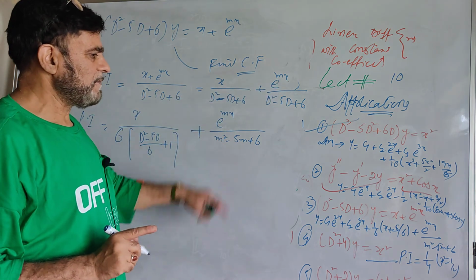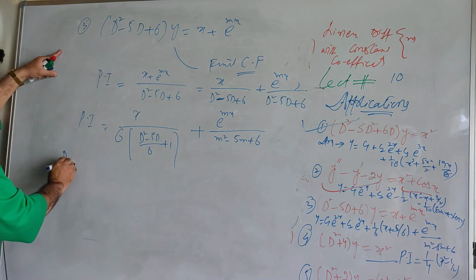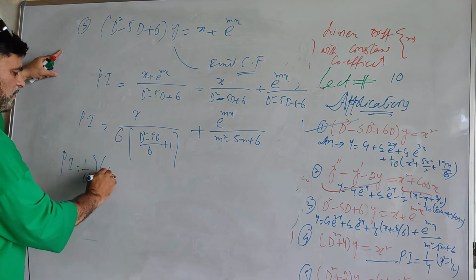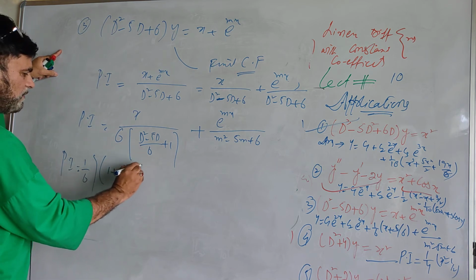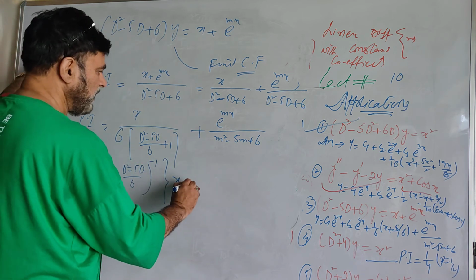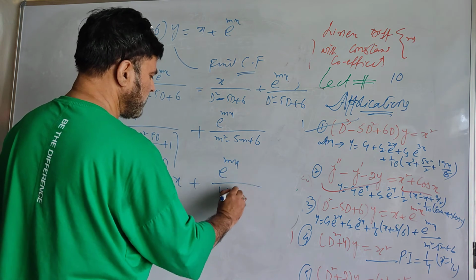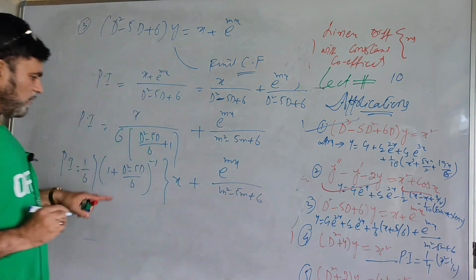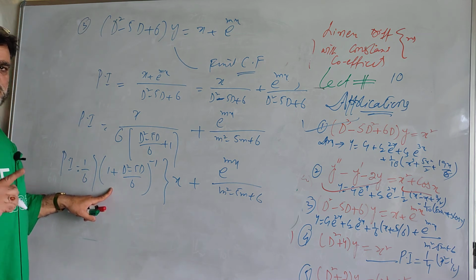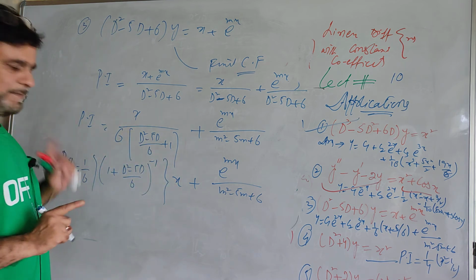e raised power mx by m square minus 5m plus 6. We have to evaluate this part. How do we go? The particular integral is 1 by 6, which is out. Take it in the numerator. It is 1 plus d square minus 5d by 6 raised power minus 1 into x, then plus e raised to power mx by m square minus 5m plus 6. Look, you have to expand it. Up to how many terms will you go? Only 1 plus d, because it is x raised power 1.